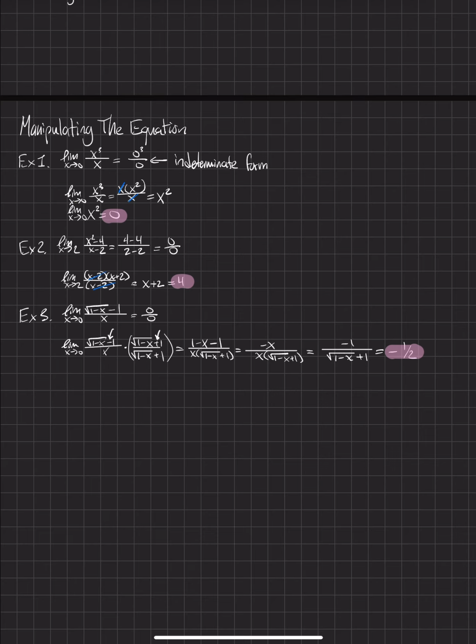Like with the one we had here, we start off with something being a square root being subtracted, or it could be the other way around, a number and then subtraction of a square root. But either way, you use the opposite sign of that. Multiply that, and then cross out any terms that you can, and then try to plug in the value that x is approaching.